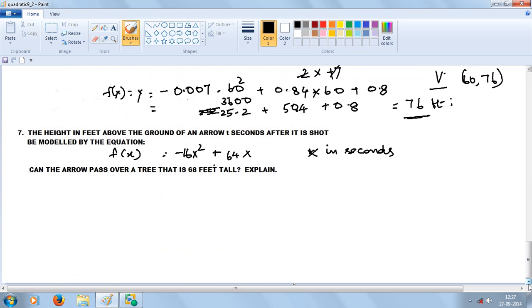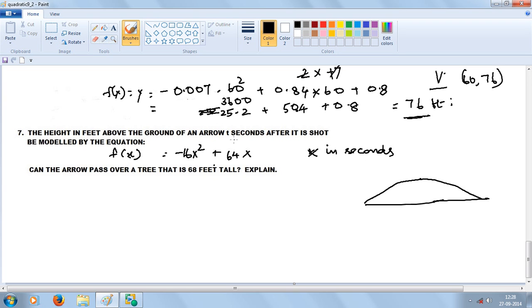Next, we'll try one more problem like that. The height in feet above the ground of an arrow x seconds after it is shot is modeled by the equation. The equation is f(x) equal to minus 16x squared plus 64x. So we take a ground level. The arrow is shot, it passes like this and comes down. x is a time here.